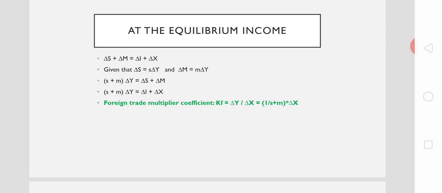ΔS, or change in saving, is obtained by multiplying ΔY by the marginal propensity to save. So S into ΔY is the total change in saving, and M into ΔY is the total change in import, as M stands for marginal propensity to import and ΔY is the change in national income. So ΔM is the change in import.